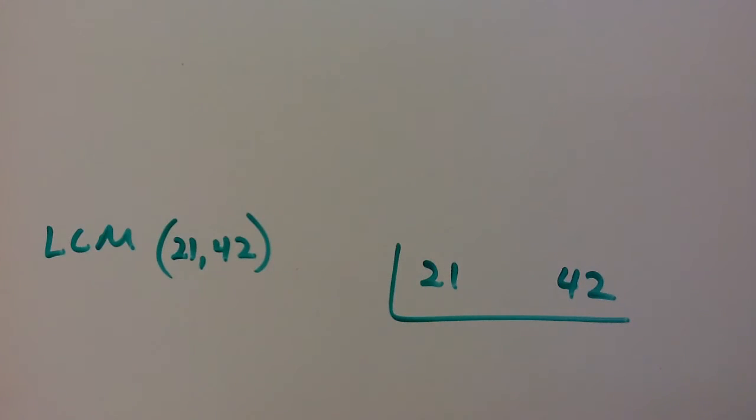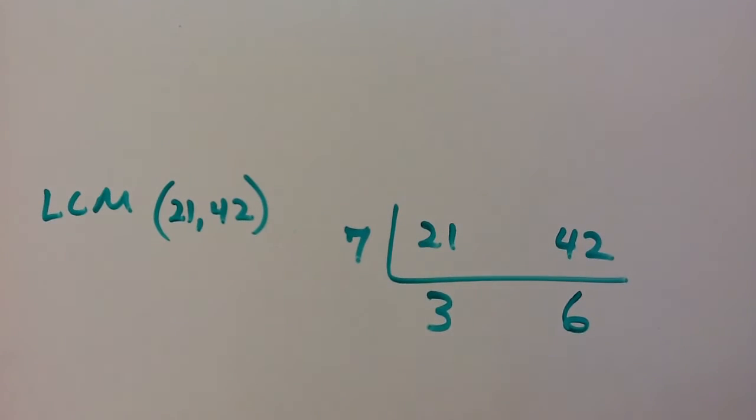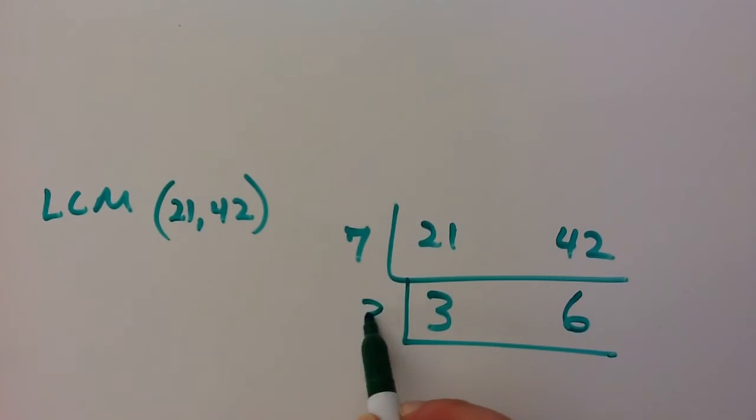Well, how about 7? Right? Wouldn't 7 be a common factor? Because 7 times 3 is 21, and 7 times 6 would be 42. Do 3 and 6 have a common factor? They do, right? 3 would be a common factor between 3 and 6, so I have to make an additional ladder. Pull out that 3.